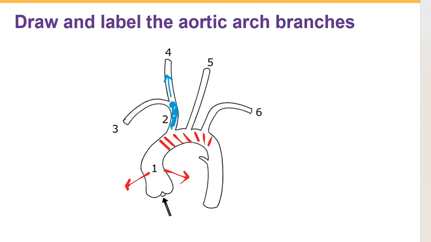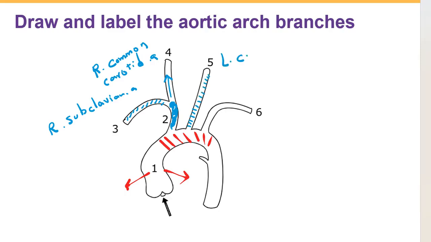One is called the right common carotid artery, and then this one is going to the right arm, the right subclavian artery. And then the middle one is called the left common carotid artery. And the last one, which would be found on the left side, is called the left subclavian artery. It's going to the left arm, and it's also going to supply the chest area.